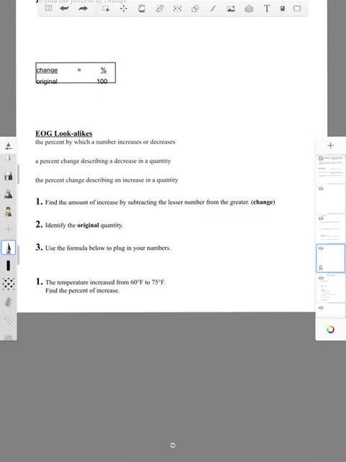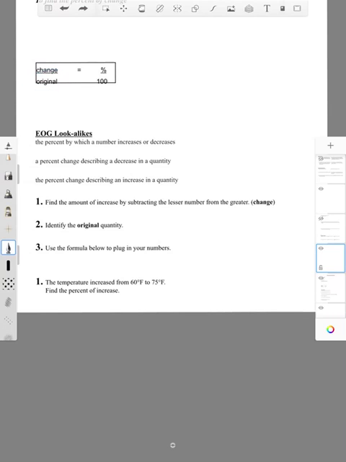All right, we're going to skip right down to our steps. So there's 3 steps to this. The first step is we're going to find the amount of the increase by subtracting the lesser number from the greater number. All right, so that's going to be the change. That's going to go in that numerator spot right above. And then we're going to identify the original quantity. That original quantity is going to go in the denominator spot, which is labeled original.